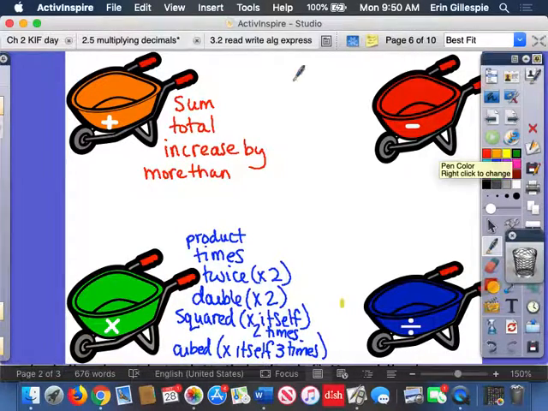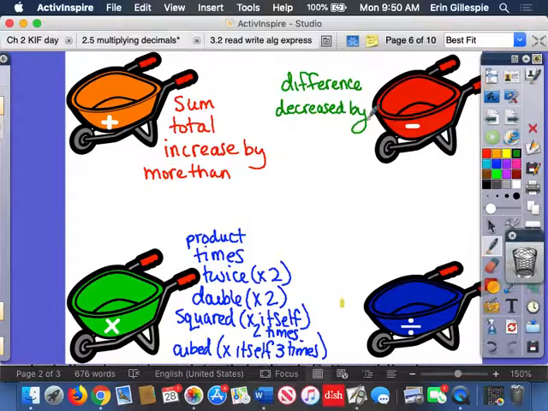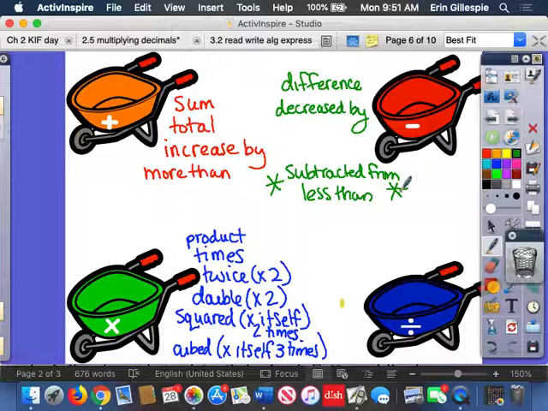For subtraction, difference, decreased by, and really anything else that means make smaller. And then these two I'm going to star, okay? So subtracted from and less than. Star, star, star. That's because these two, when you see them in the sentence, it's going to go opposite of the way you see it in the sentence.